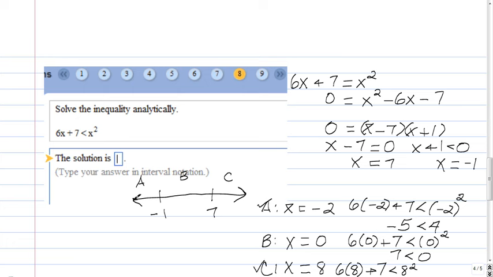So our solutions in this problem would be in region A and in region C. We cannot include the endpoints because it's strictly less than. So we would have negative infinity to negative 1, union 7 to infinity.